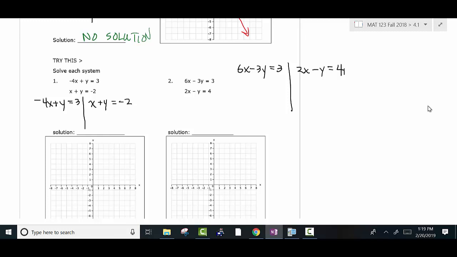So how many people got -1 for the first one? Okay, what happened on the second one? They were parallel, is that what you guys are getting? Okay, so the first one's -1, and then the second one's parallel. Okay, so I'm just going to do this real quick. I think most of you got through that okay.